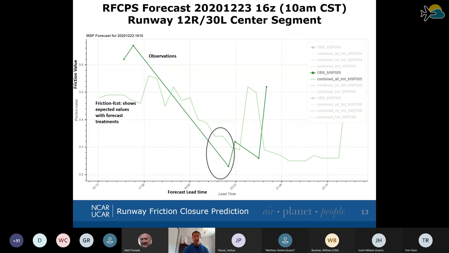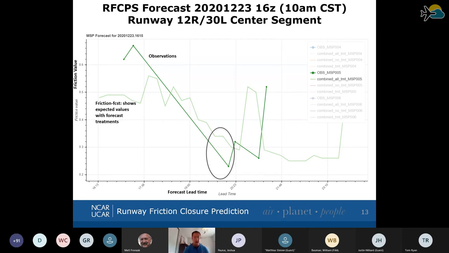It's the center segment. The dark green points with the dark green line are the observations. Those were the exact observations as measured by MSP. We got Excel spreadsheets with all of this data, and we were just connecting lines between the main points, which you can see. And then the light green line is our main friction forecast that reacts to forecasted treatments. It was built based on historical treatment and observation data.